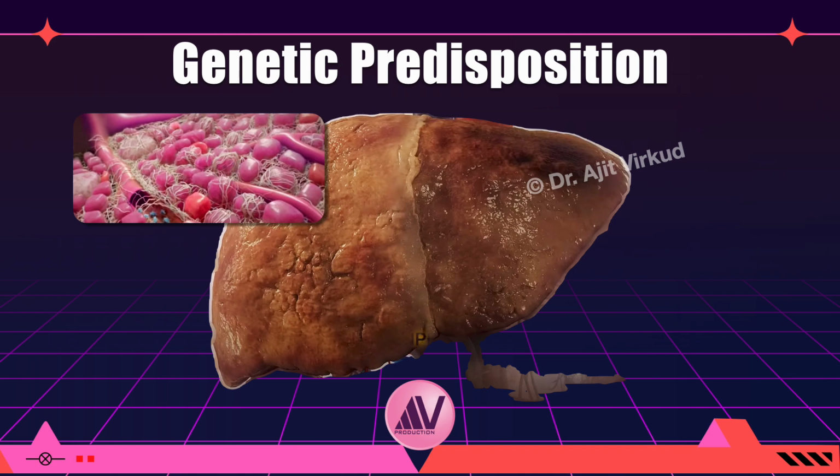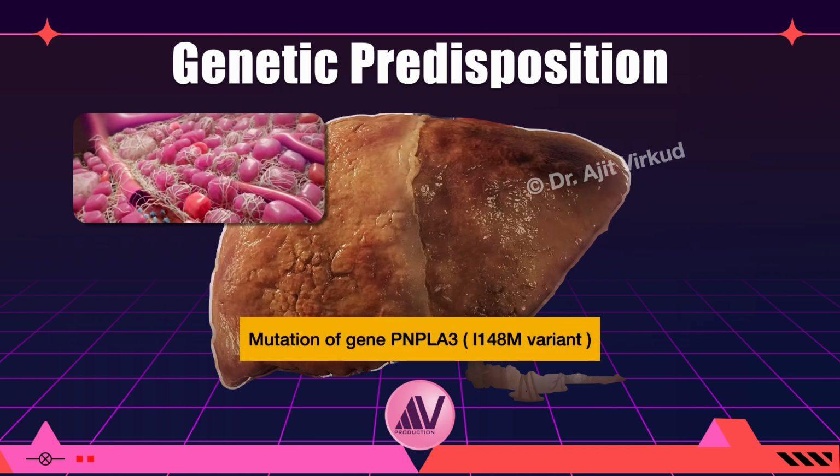The majority of the studies suggest that the gene PNPLA3 is involved, with the I148M variant being strongly associated with increased susceptibility to NAFLD. Consequently, parental history is considered a risk factor for developing hepatic steatosis even in metabolically healthy individuals.